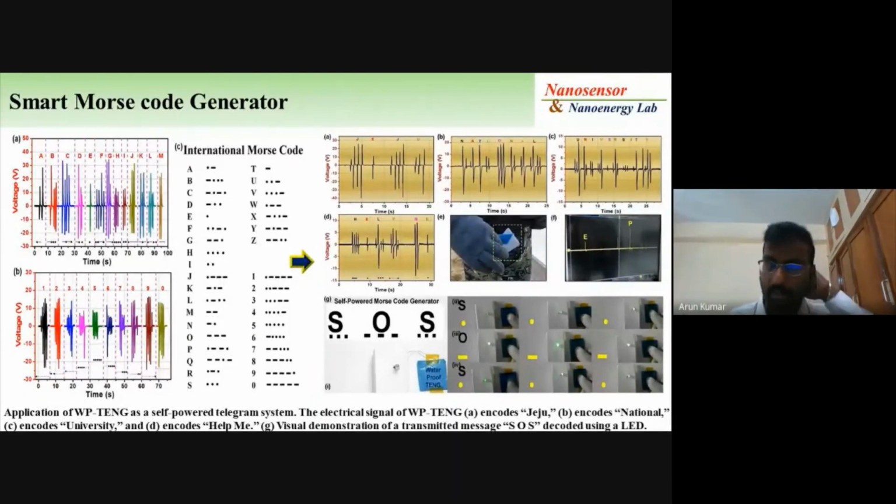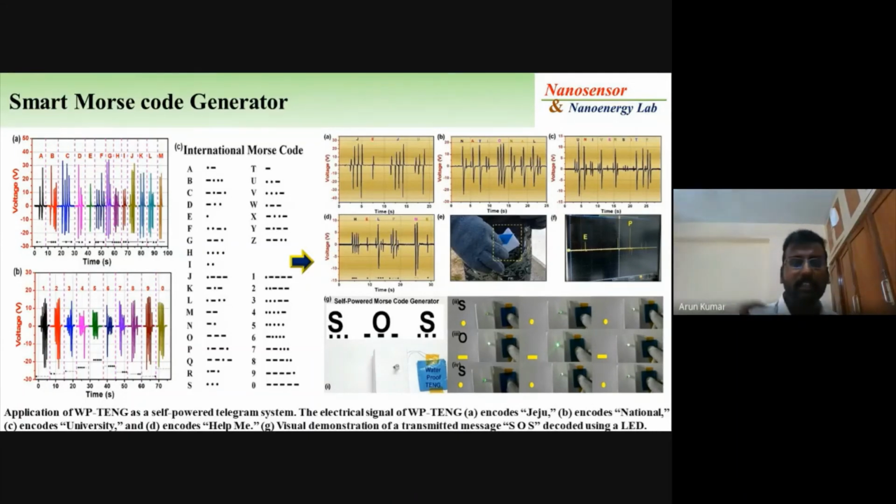Here you can see that we made Jeju National University and Help Me. It's a little more advanced, and here you need an electrometer or something, so we went to a traditional approach. We connected an LED with the device. Whenever a small voltage peak comes, the intensity of the light will be less. Whenever the higher peak, the high voltage, comes, the intensity will increase.